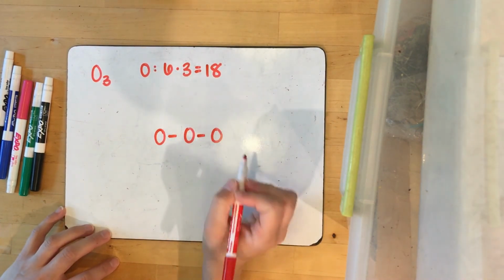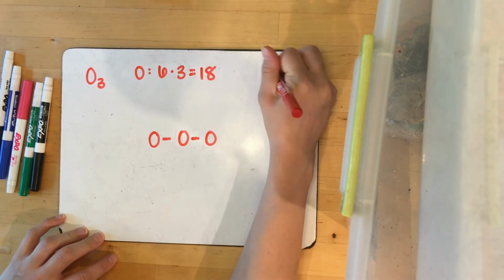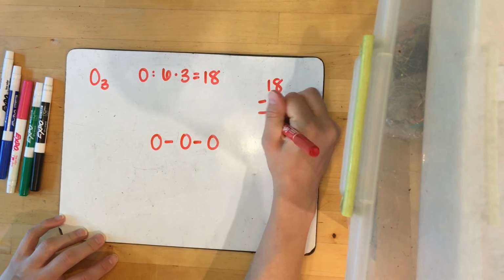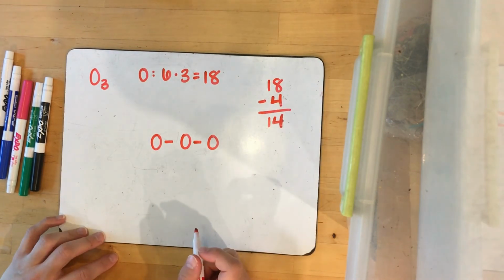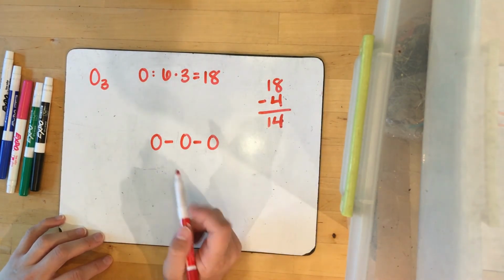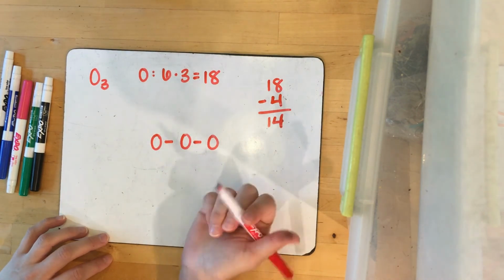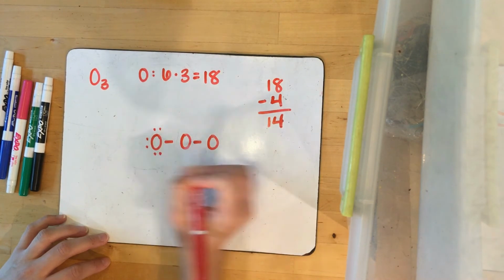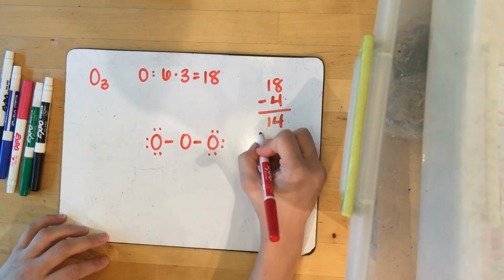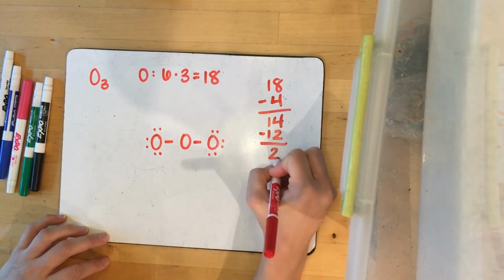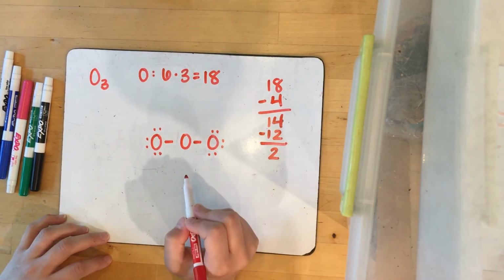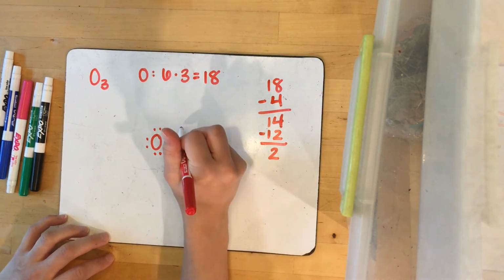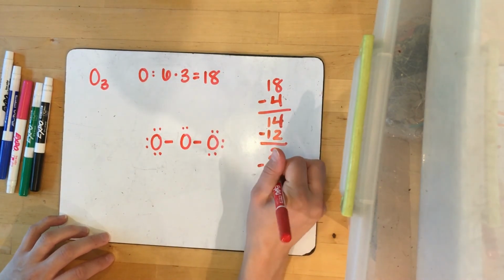We start out the same way as usual by connecting them with single bonds. So we used 4. We have 14 left. As normal, we're going to try and fill up the octets of the outer elements first. So 2, 3, 4, 5, 6. 1, 2, 3, 4, 5, 6. We used 12 to get those ones stable. So now we have 2 left, and those remaining electrons go on the central atom as a lone pair.